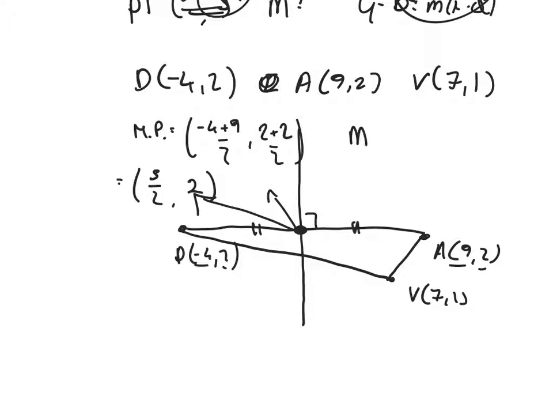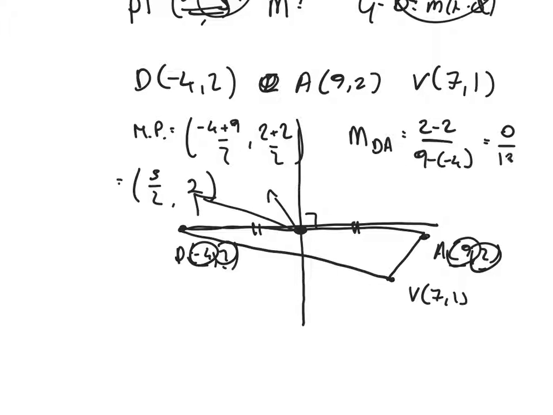Let's now find the gradient by first of all finding the gradient of DA. So that's going to be y2 minus y1, 2 minus 2, over x2 minus x1, 9 minus -4. That will give me 0 over 13, which is equal to 0. Now that's then a horizontal line.